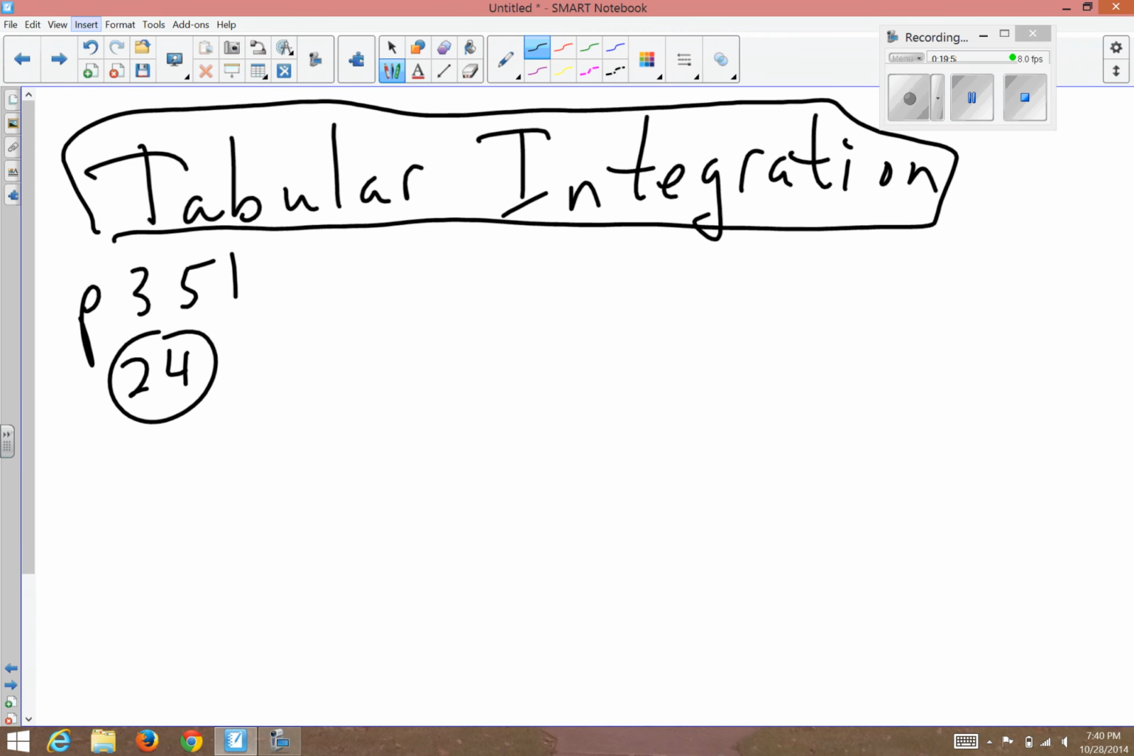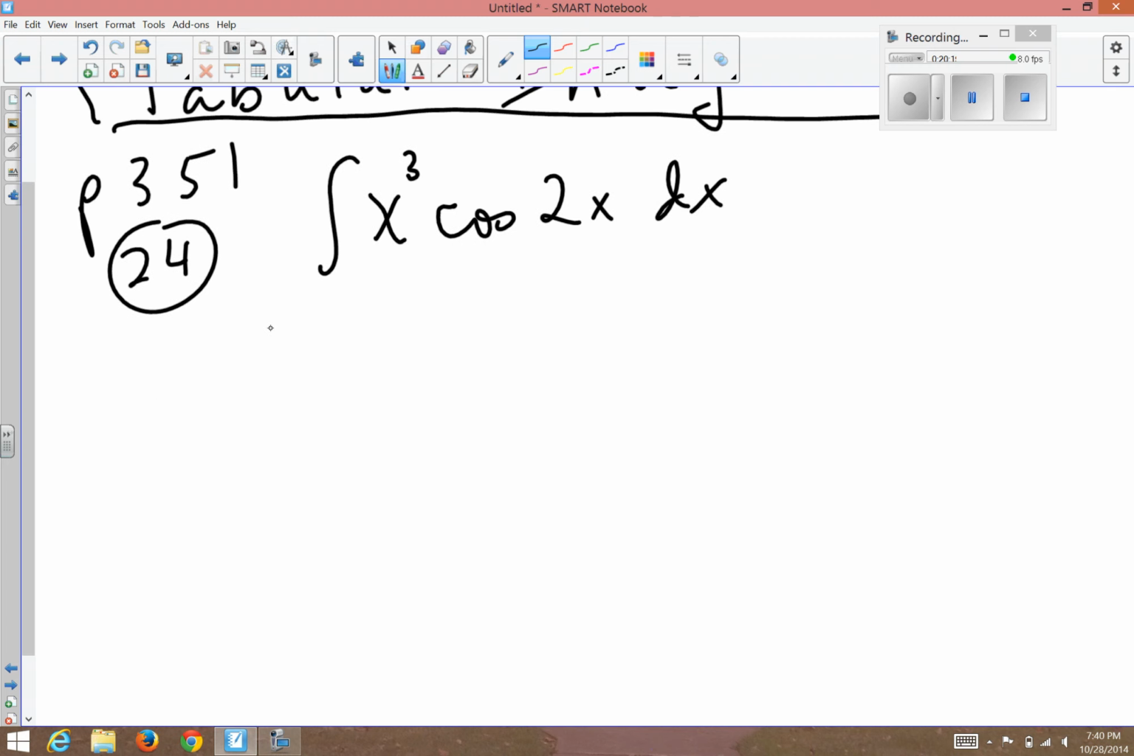In tabular integration, integrate something like x to the third cosine 2x dx. This can be done using integration by parts, but it would require a repeated use of integration by parts. So the other method, we make a table with two columns. The heading of one column is f of x and its derivatives.